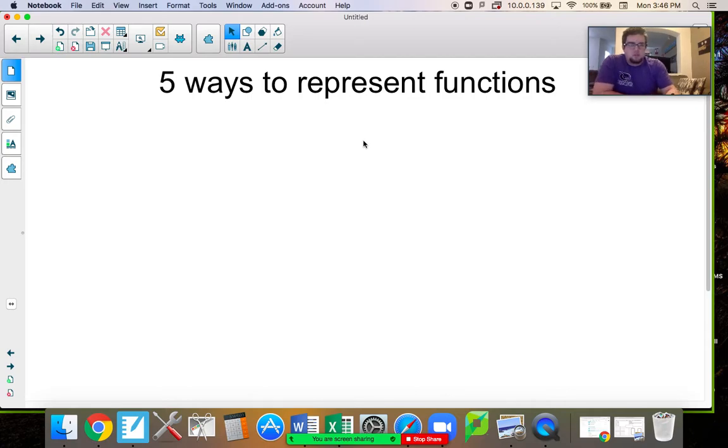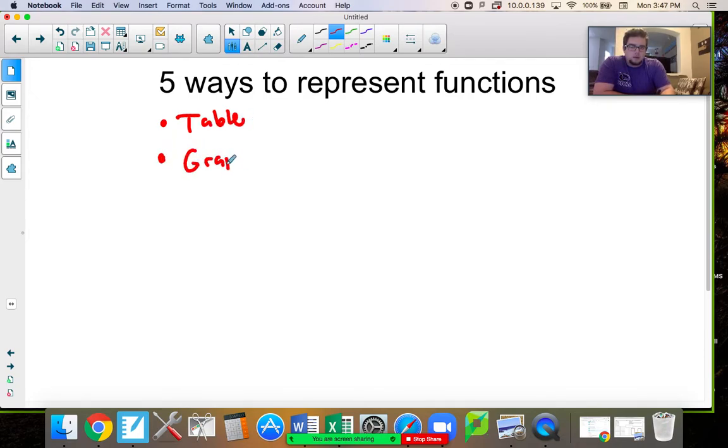There are 5 ways to represent a function. So those 5 ways are through a table of values, as a graph of points, as a function rule, as a word problem or described in words, and the 5th way is through a map.